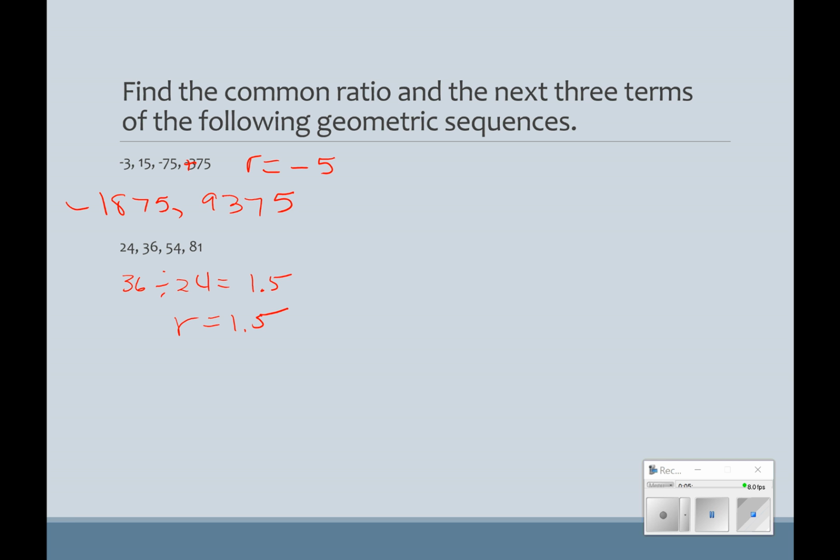So 81 times 1.5 is 121 and 5/10. That times 1.5 is 182 and 25/100. So those are my next, well, I want 3, so I'm going to multiply one more time. And I'm going to get 273.375. So that's how I would generate some more terms.